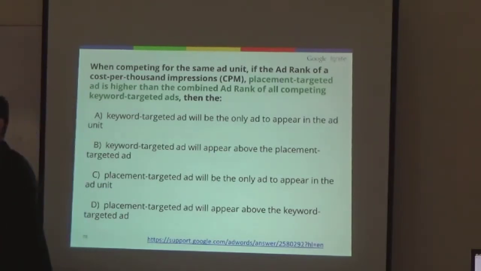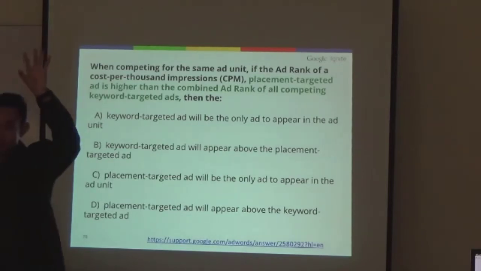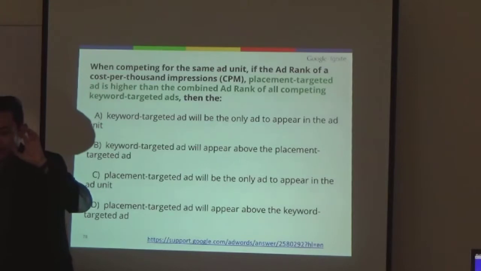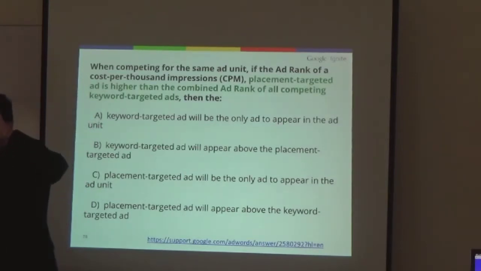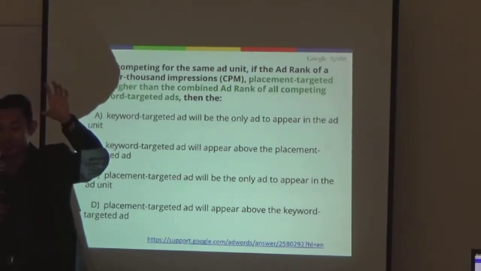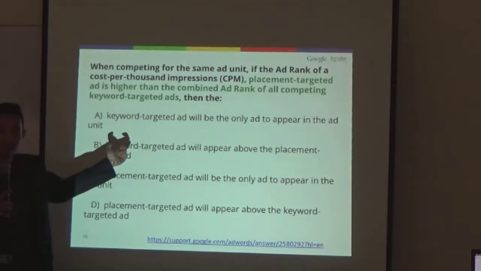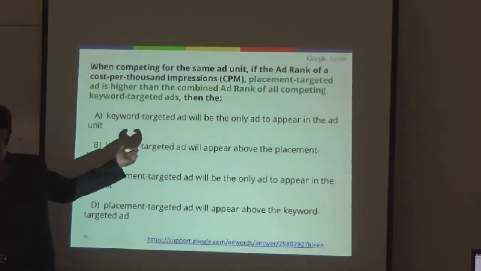Okay, remember the story I mentioned previously? There are 3 CPC ads competing with 1 CPM. Yeah, 3 CPC ads competing with 1 CPM. And if that placement targeted CPM bidding advertiser's ad rank is actually higher than the whole of the 3 CPC advertisers, what will happen? Who would take the slot?